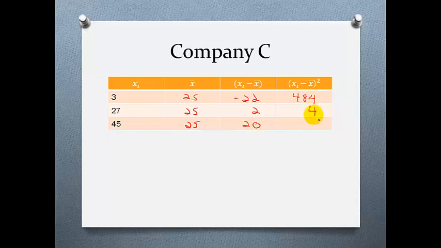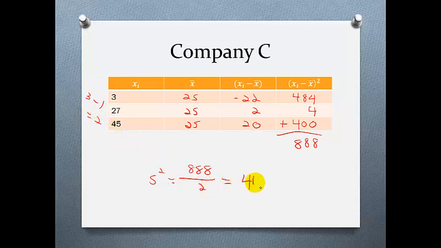2 squared is 4. And 20 squared is 400. Add all those up, and we get 888. Variance is that number we just found divided by n minus 1. Again, there are 3 data values. Subtract 1, and we get 2. 888 divided by 2. The variance of company C is 444.